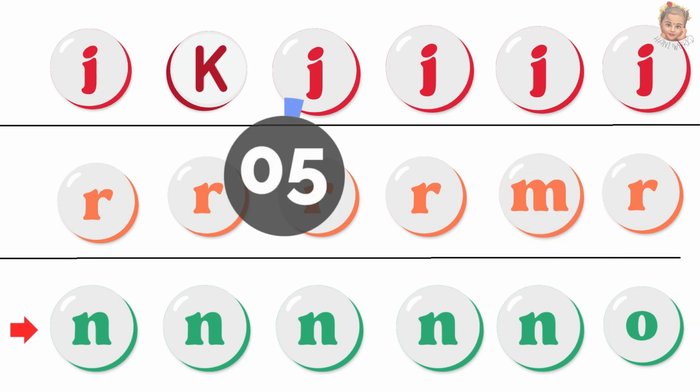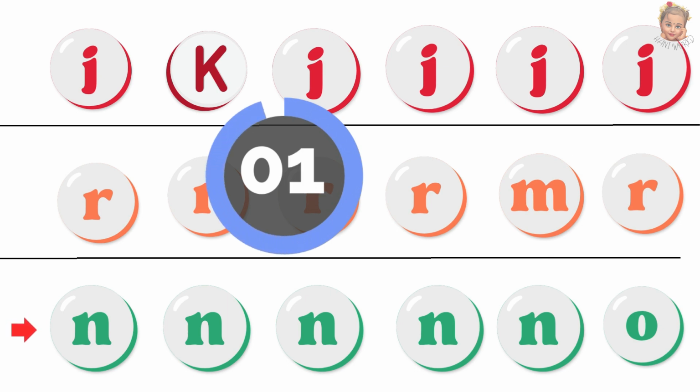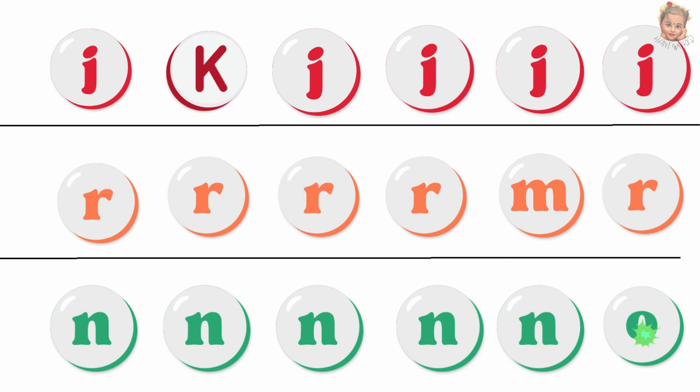In the third row, which one is the odd one? N, N, N, N, N, O. Yes. The answer is O. O is the odd one out in the third row. We'll see more question.